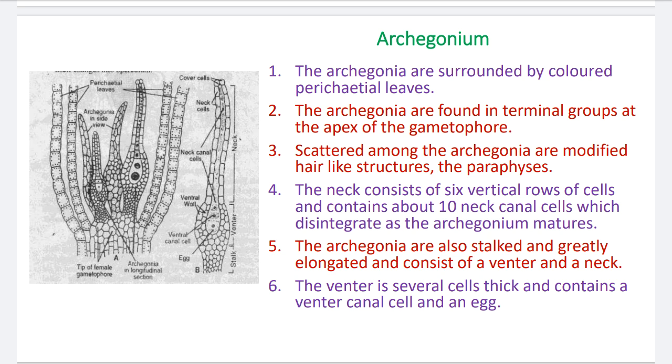attracts the sperms toward the archegonium, and due to the mucilaginous substance, the sperms easily enter the archegonium, reach the base of the archegonium, and fuse with the egg present at the base. Okay, so in this way, this is about the structure of the matured archegonium.